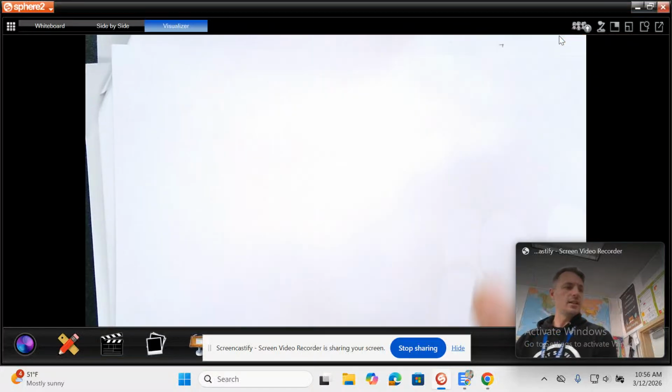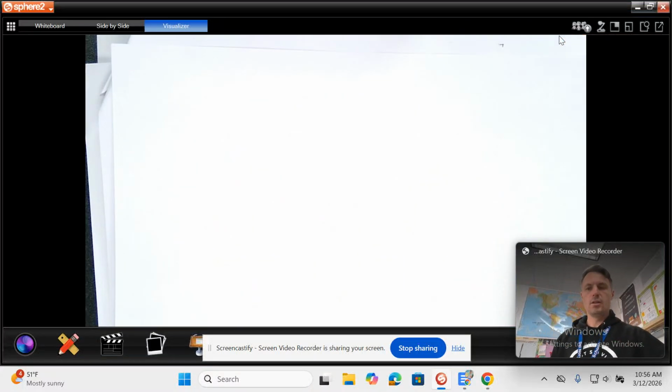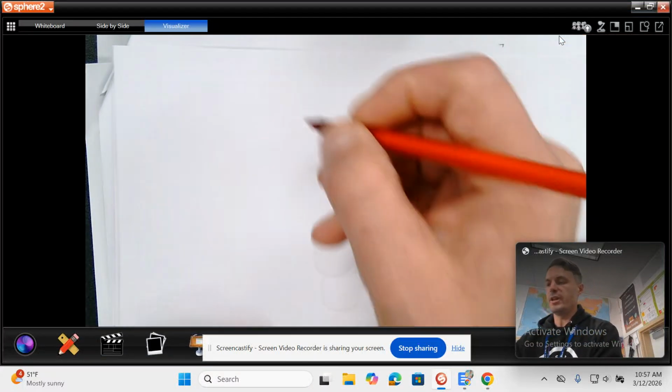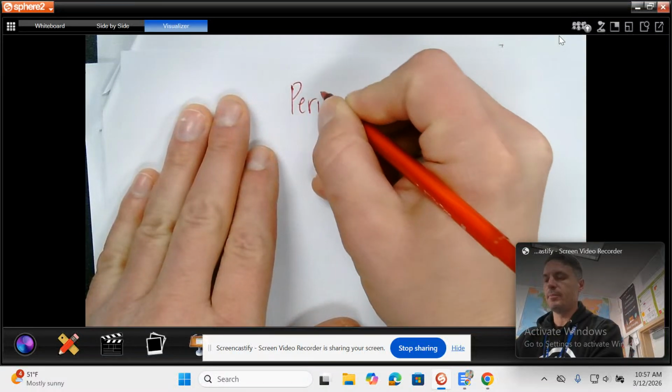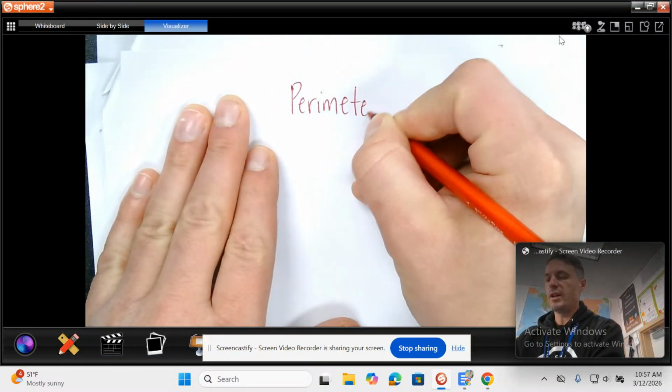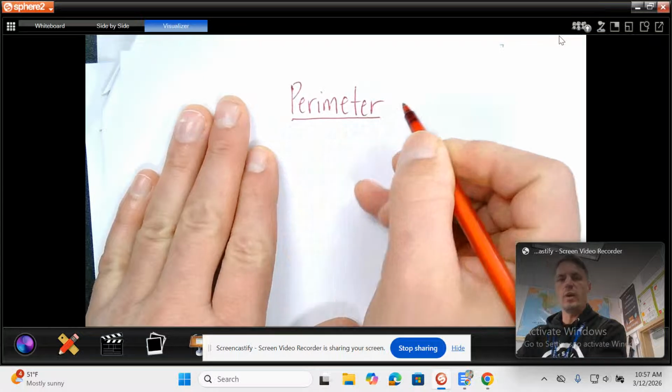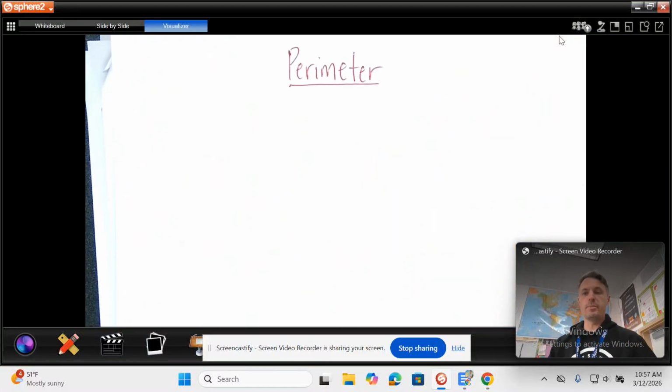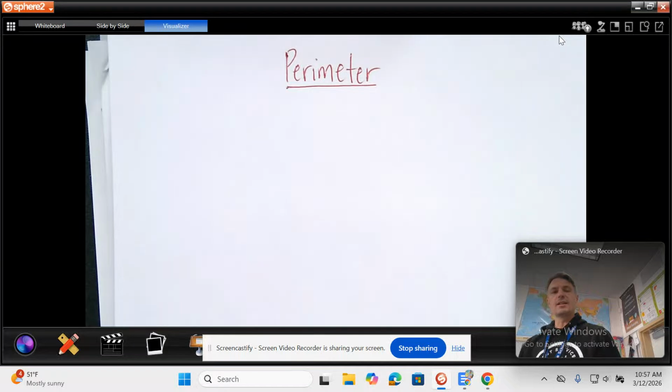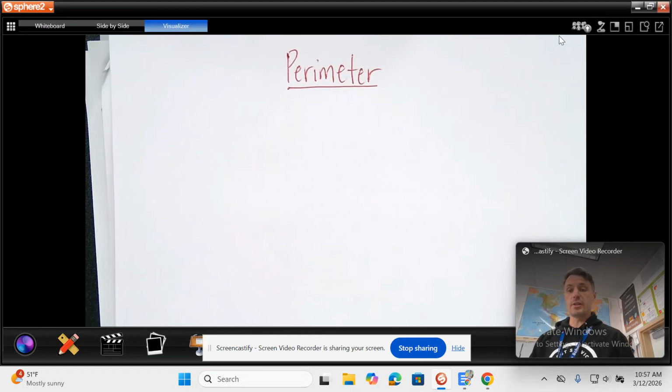Today's math lesson is called Perimeter. So go ahead and please write that title at the top. I'm writing on just a piece of white paper today because I've run out of line paper. So again, today's lesson is called Perimeter. And what is perimeter? Well, perimeter is the distance around something.